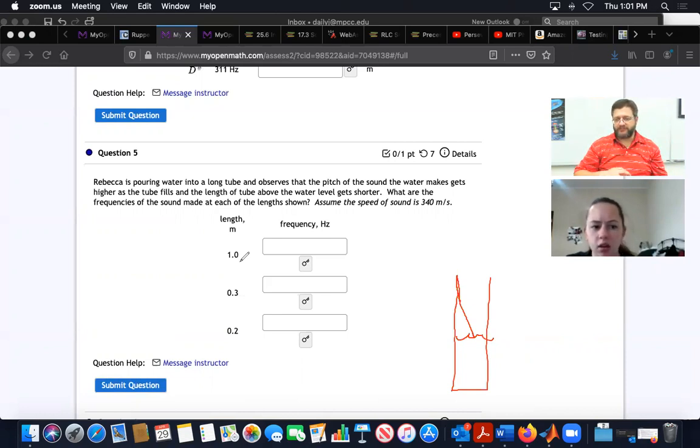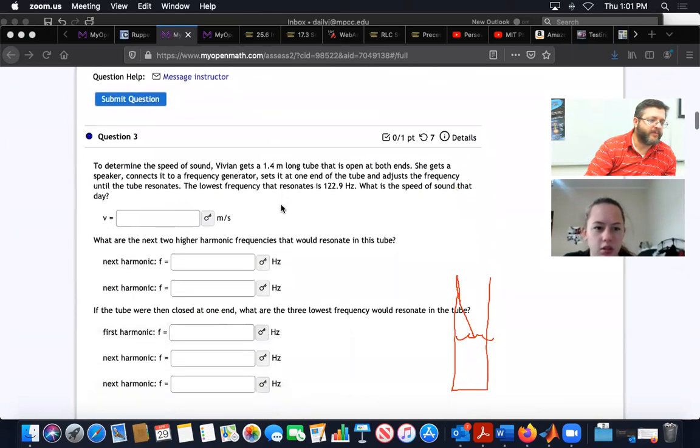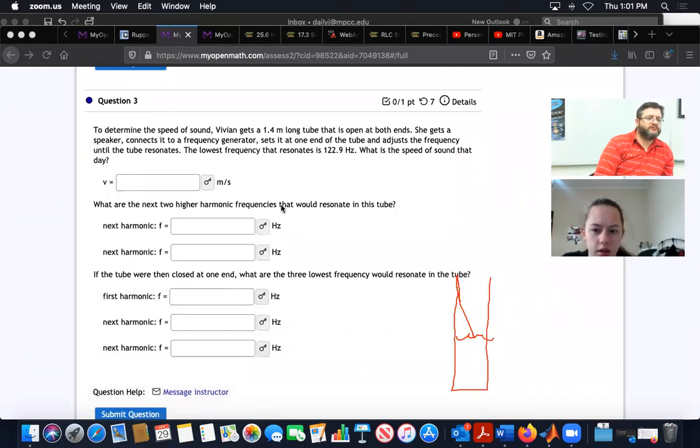Oh, and then I guess on number 3, I was confused because I feel like it's asking for some of the same numbers. I'm not sure what I did.